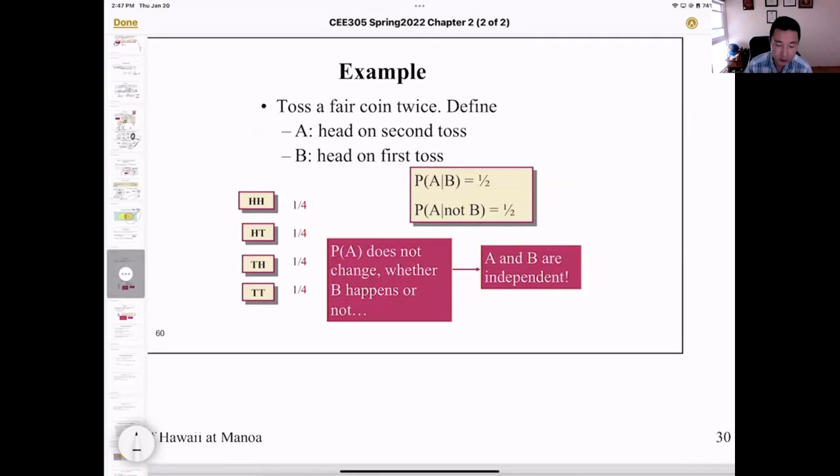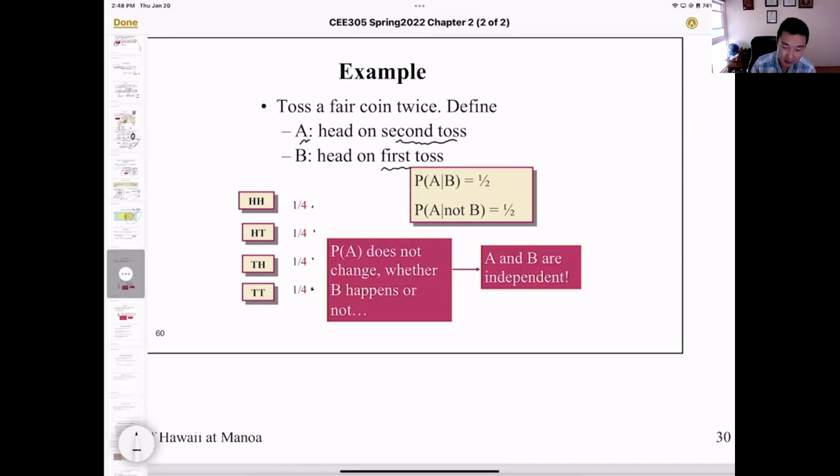For example, if we toss the coin twice, event A is defined as we have a head on the second toss, and event B is we have a head on the first toss. First, let's just figure out, using the counting method, what are all the possible outcomes and what are the chances for each of the possible outcomes.